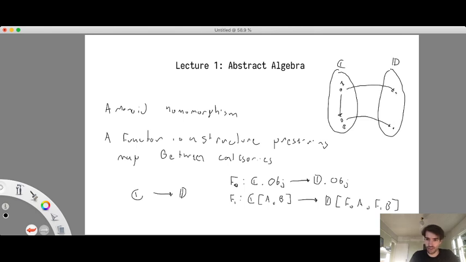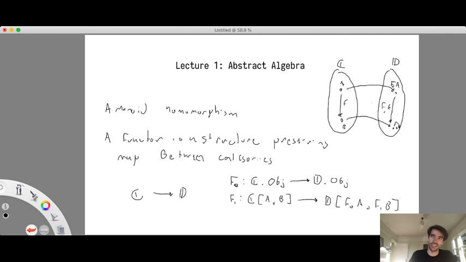So if we map these to F A, I'm going to always denote these with F0, unless I run out of space. B, and let's call this F, and this is F1. So you can see how this takes the structure of C and plops it into D.